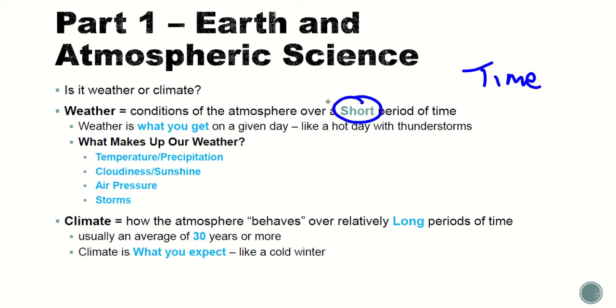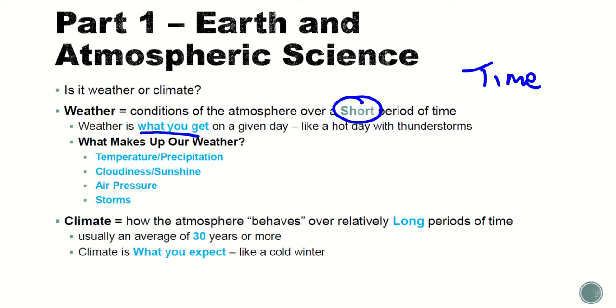Weather is over a short period of time. It's basically what you get on a given day. So if you say today is a hot day with thunderstorms, or a 0% chance of rain, it's your observational thing at that point in time.